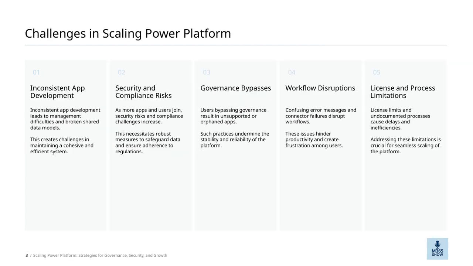Let's take a closer look at some of the common challenges we face when scaling the Power Platform. First, license limits and undocumented processes can cause significant delays and inefficiencies. These restrictions often slow down our ability to grow and can lead to confusion, making it harder to manage the platform effectively. Addressing these limitations is essential if we want to ensure a smooth and scalable deployment.